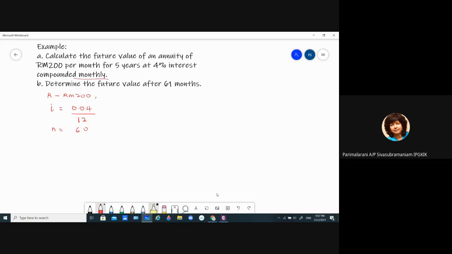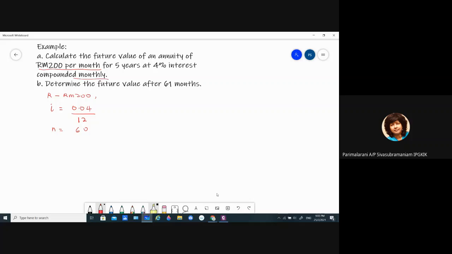If your question tells you 4% interest only, and they don't tell you compounded monthly, sometimes it's like that. Then you look at the payment. How is the payment done? If the payment is done per month, then you assume that your interest is also per month. If the payment is done quarterly, then your interest is also quarterly. Sometimes they don't give you this, so you must assume that. So N is 60.